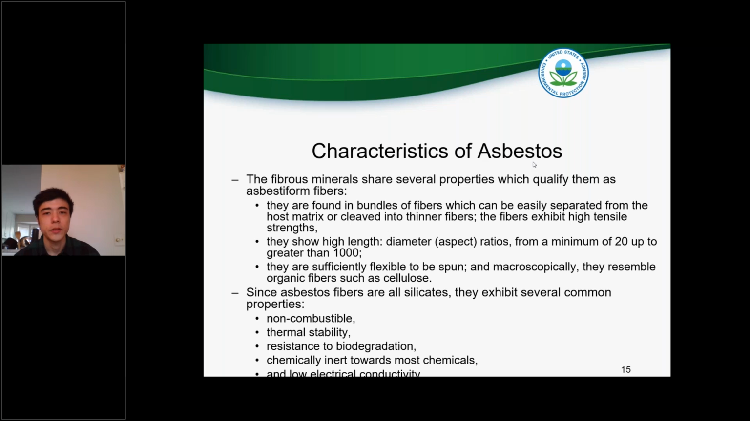So the characteristics of asbestos, what made asbestos so appealing back in the day? You can see asbestos can be found in bundles of fibers. They can show high length and diameter aspect ratios, and some forms are sufficiently flexible to be spun. But the main 5 properties that were sought after for asbestos were that asbestos is non-combustible, it's thermally stable, it's resistant to biodegradation, it's chemically inert, and also has a low electrical conductivity. All these properties made it very appealing to be used in many different facilities back in the day, everywhere from factories into schools. But now we know that asbestos actually has several health effects that make it worrisome for the public, and we can see those on the next slide.